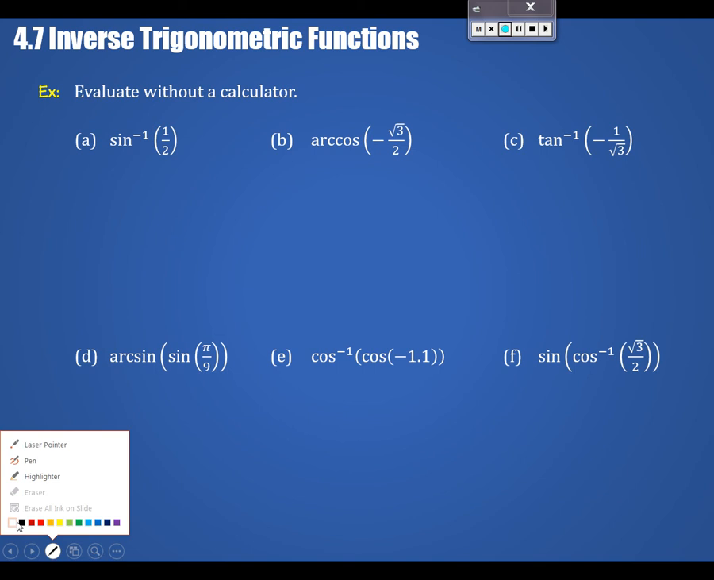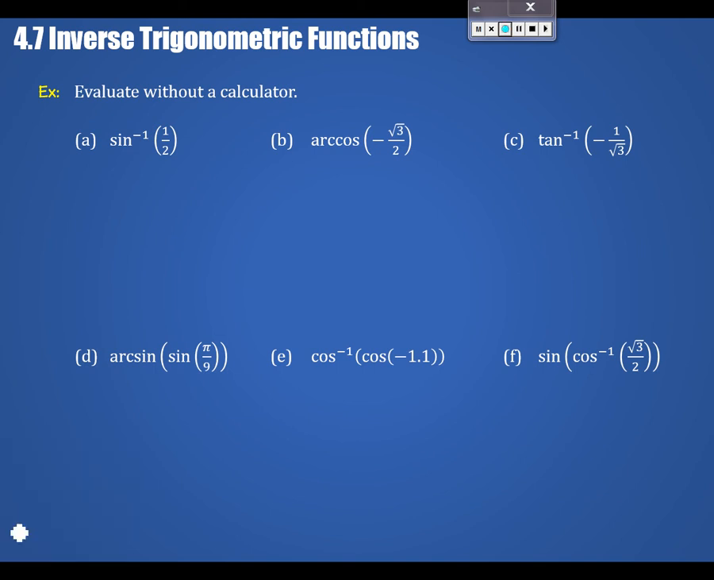What about the next one? Again, think about cosine inverse. What did we agree on that cosine inverse would output? And then answer the question, what angle has a cosine of negative root 3 over 2 that's in that range that we agreed on?